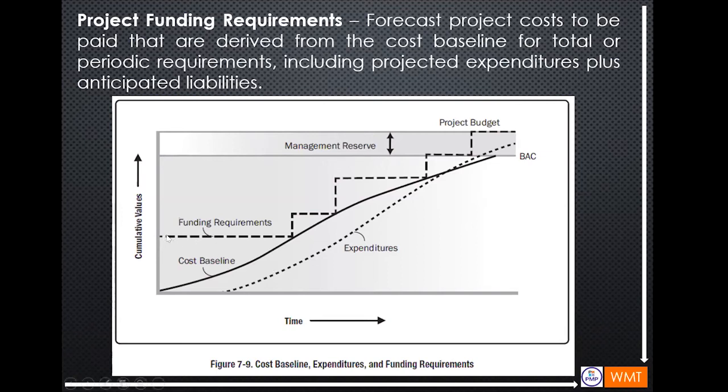As you can see here, the funding requirement is like a stairs. Based on this graph, at this time X, you will know how much you will need for the activities in this box. Then as time progresses, the funding will also increase.